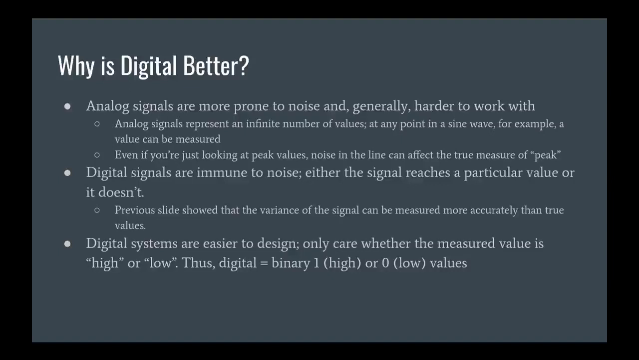Digital systems are easier to design. You only care if it's a high or a low. Hence, that's where binary comes in. If it's high, it's 1, it's on. If it's 0, it's low, it's off. And so digital basically means binary. And so you're only looking for that high or low value, however you have defined it to be.